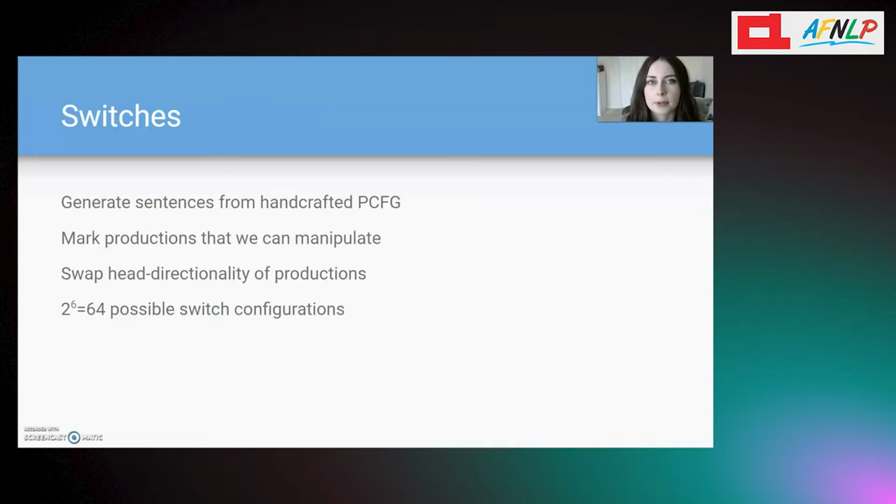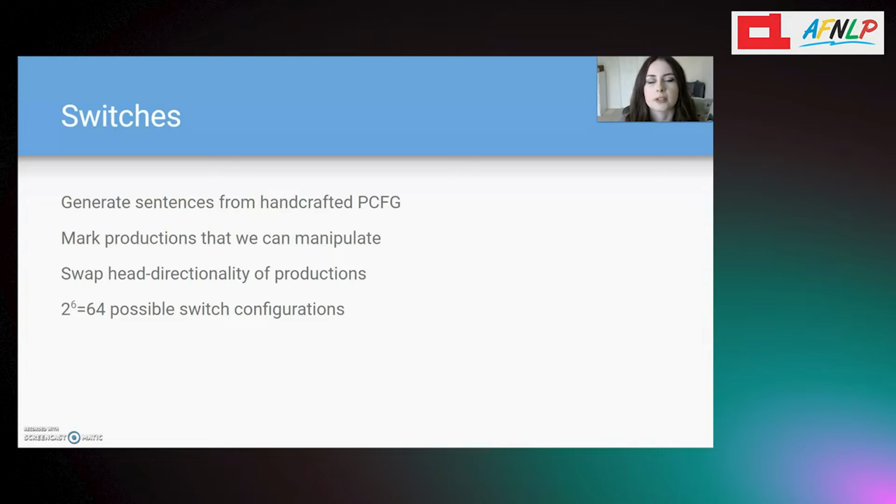So I'll talk a little bit about how we created the artificial languages that we used. So in this work, we investigated the effect of the head directionality of constituents on language model performance. So that does encompass the order of the subject, object, and verb in a sentence, but also the ordering of some of the other constituents.